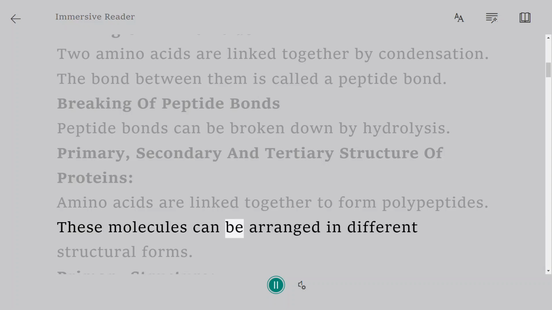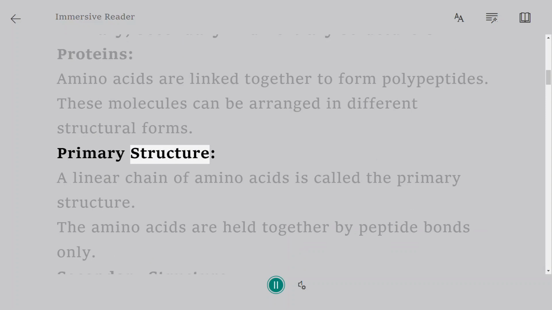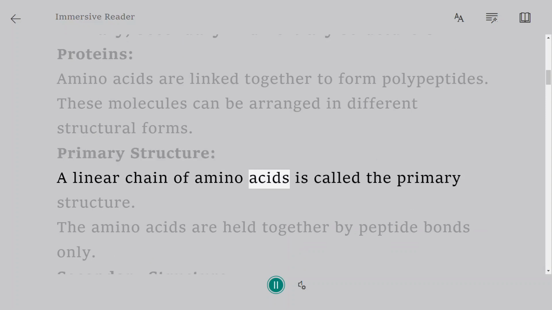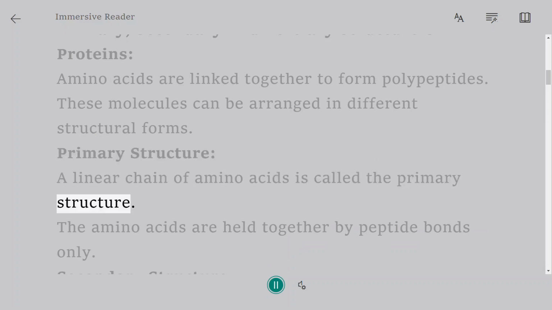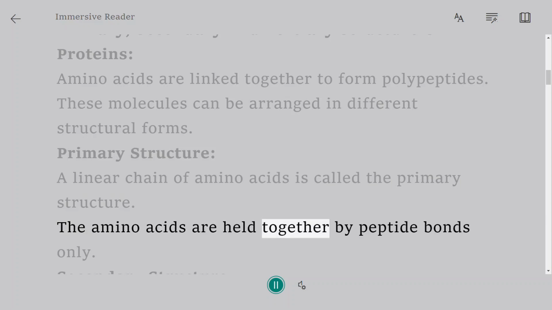These molecules can be arranged in different structural forms. Primary structure. A linear chain of amino acids is called the primary structure. The amino acids are held together by peptide bonds only.